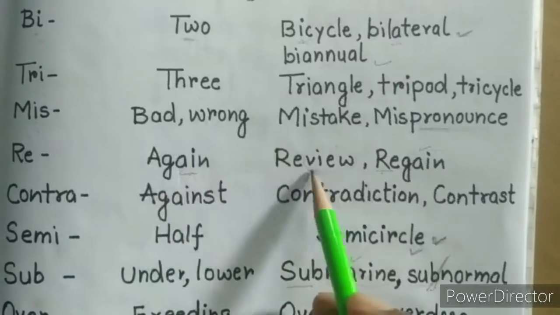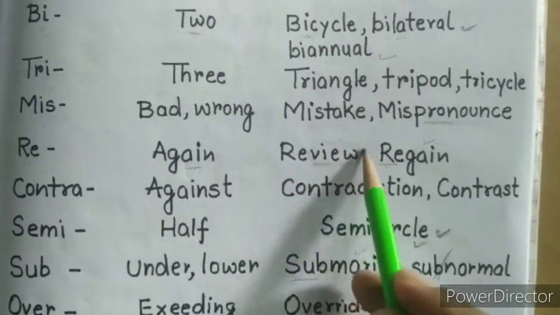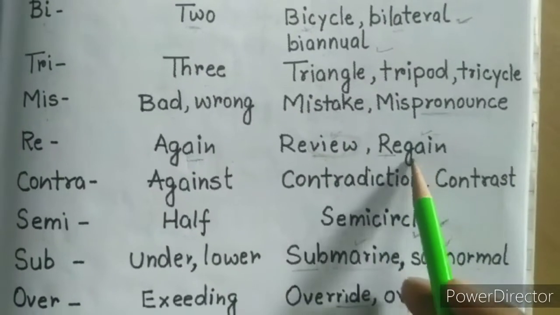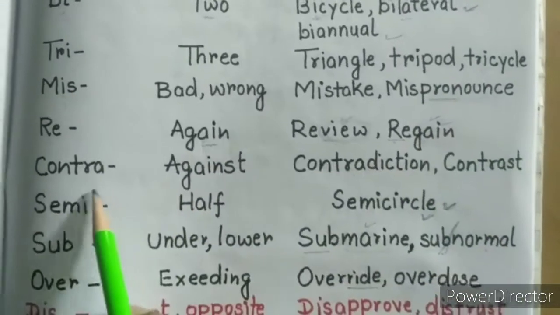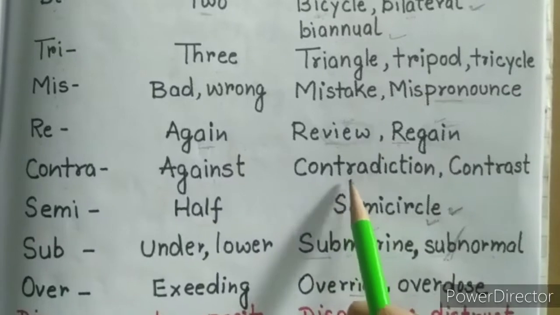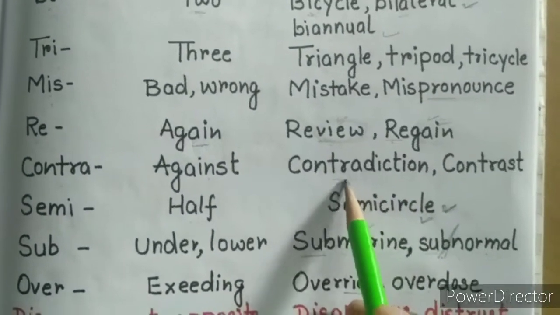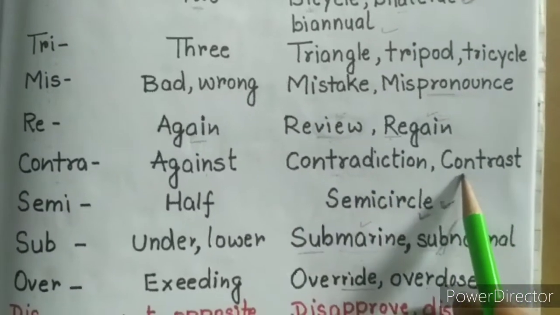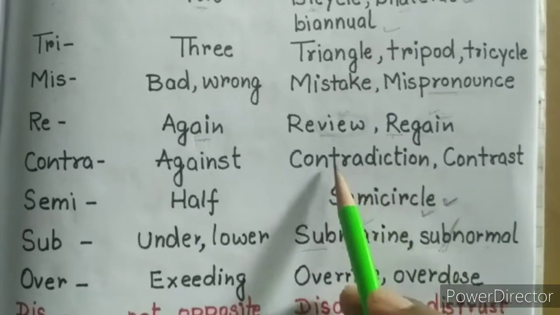Re refers to again. Review, to look at something once again is called review. To review means to look at something once again. The same way regain, to gain something one more time, regain. Next is contra, refers to against. Contradiction, a statement, an event, right? Something that is against something, contradiction. Contrast, the same way contrast, that is against something.